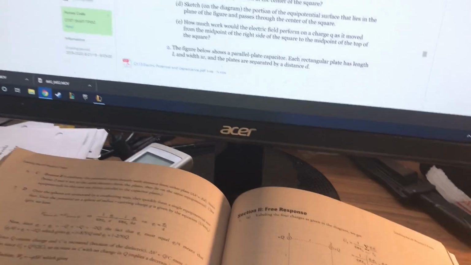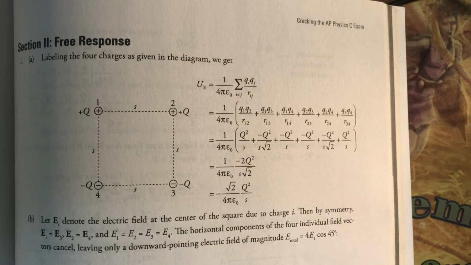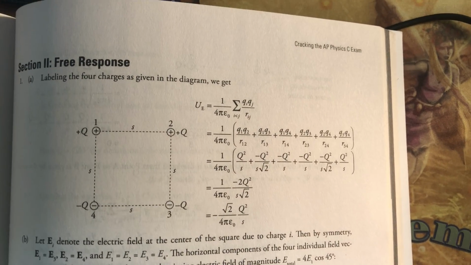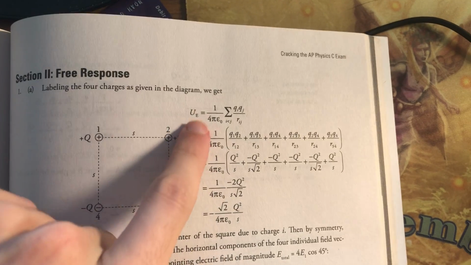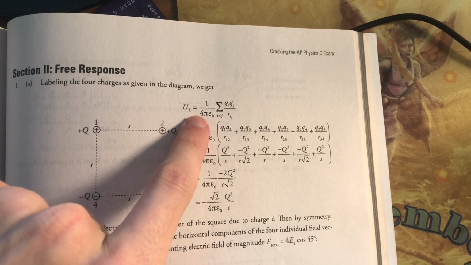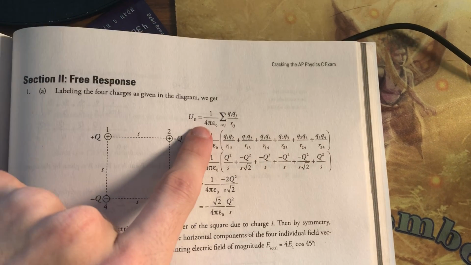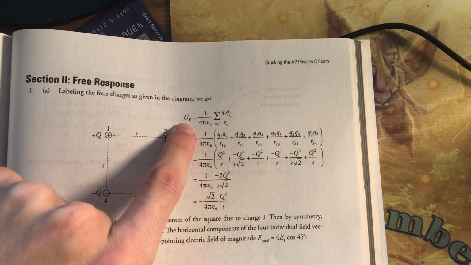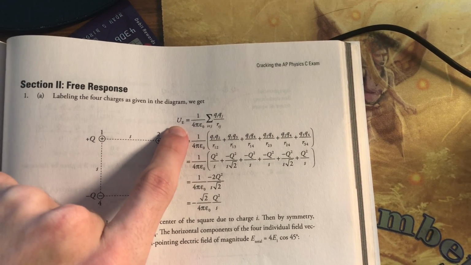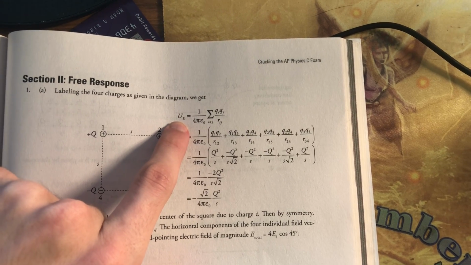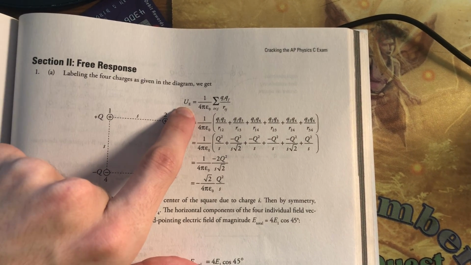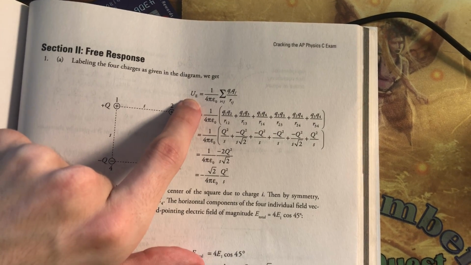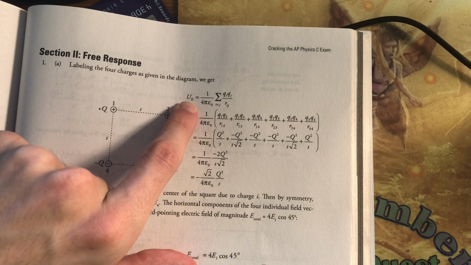So for the first one, I'll just scoot this down a little bit so that hopefully you can see a bit better. All right, for part A, labeling the 4 charges. Now where they get this at the top here, this U_E, so this is our electric potential energy, and keep in mind we want to separate the concepts of electric potential energy, which is an energy, symbolized by U, and the electric potential, V, or voltage. Those are 2 different things. One is measured in joules and is an energy. The other is electric potential, measured in volts or voltage. So this one is our electric potential energy, U subscript E.